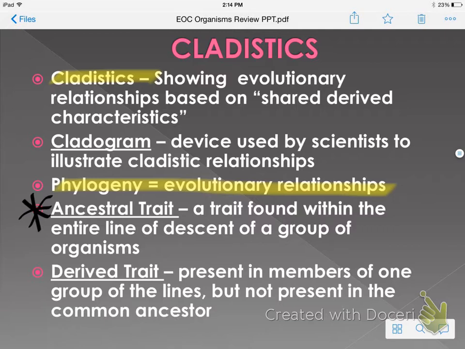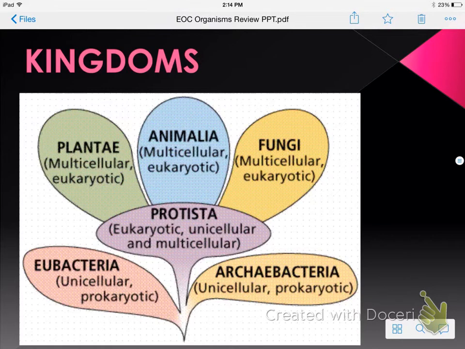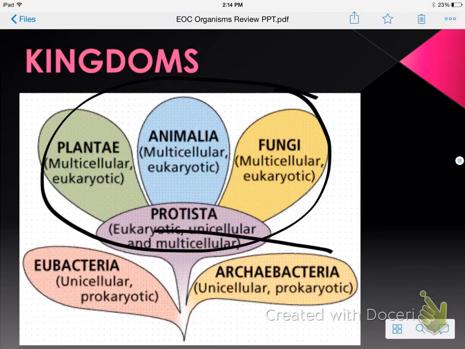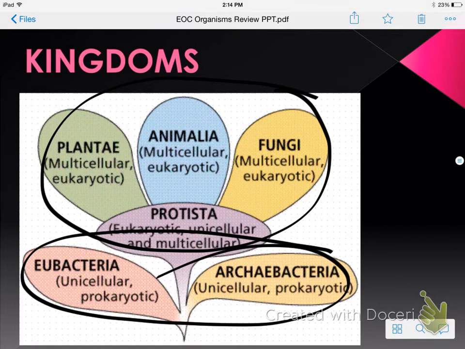We have an ancestral trait and a derived trait. Ancestral traits are within the entire line of the group of organisms, while derived are not present in all members of the species, but as we go through the cladogram. So kingdoms. There's six major kingdoms that we talk about. These are our eukaryotic kingdoms and then our prokaryotic kingdoms.